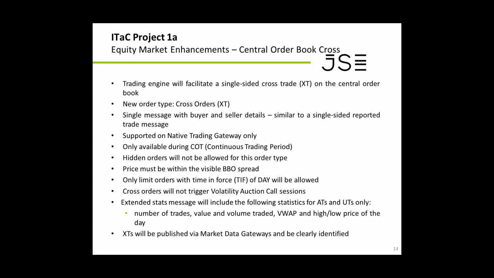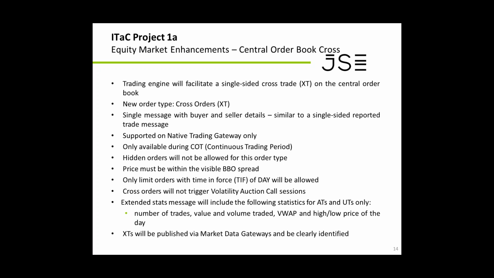What we will be introducing is an extended statistics message, which will include the following statistics for ATs and UTs only. This will include the number of trades, value and volume traded, the VWAP, as well as the high-low price of the day. Also very important to note, though, even though we're having the ATs and UTs in the extended message only, we will be publishing XTs via the market data gateways, and these will be clearly identified.